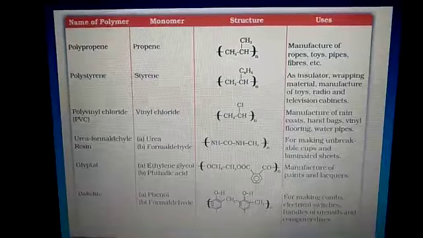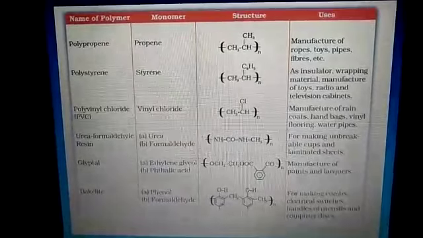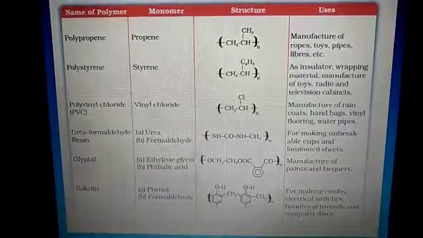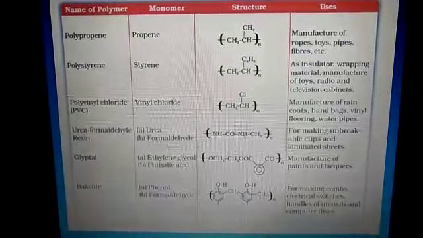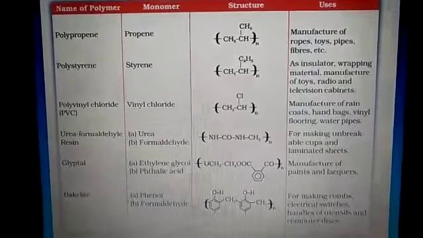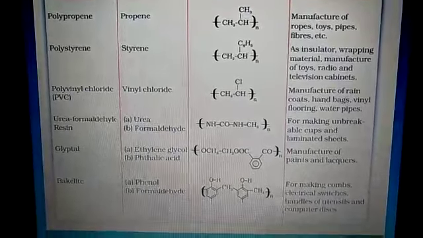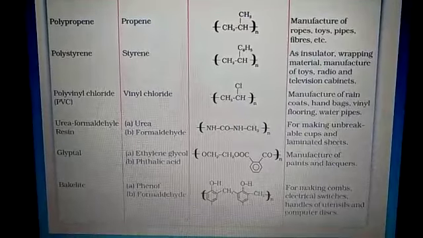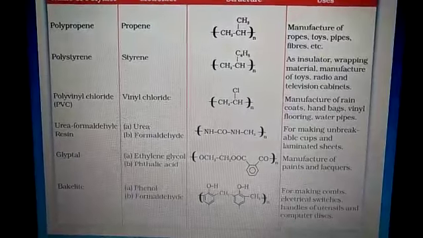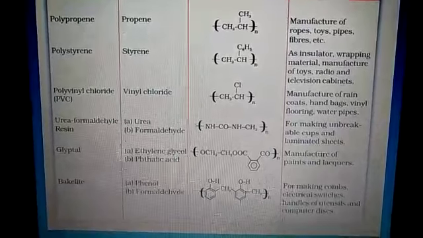Now this is the table in which we have the names of the polymers, monomers, their structural units and the uses. First is polypropene. The monomer is propene. Its uses are manufacture of rope, toys, pipes and fibers. Polystyrene, the monomer is styrene and its uses are insulators, wrapping material, manufacture of toys, radio and television cabinets. PVC, monomer unit is vinyl chloride, used for manufacture of raincoats, handbags, vinyl flooring, water pipes.